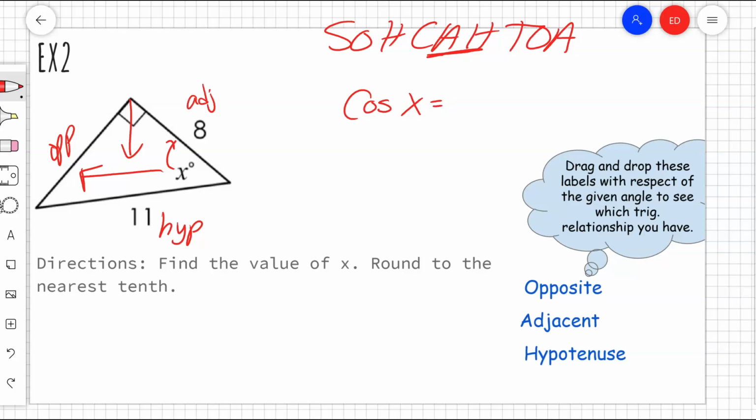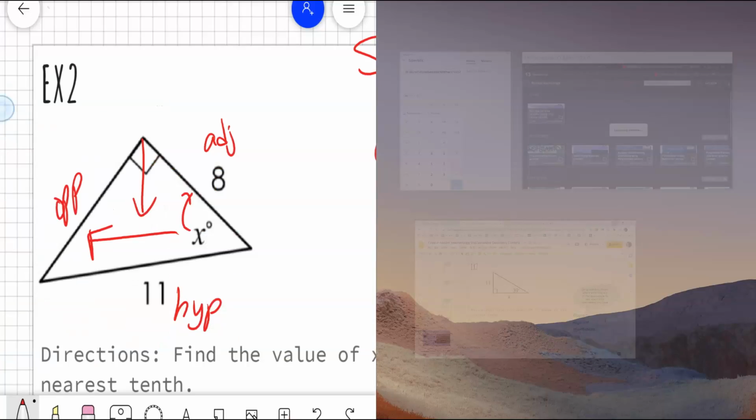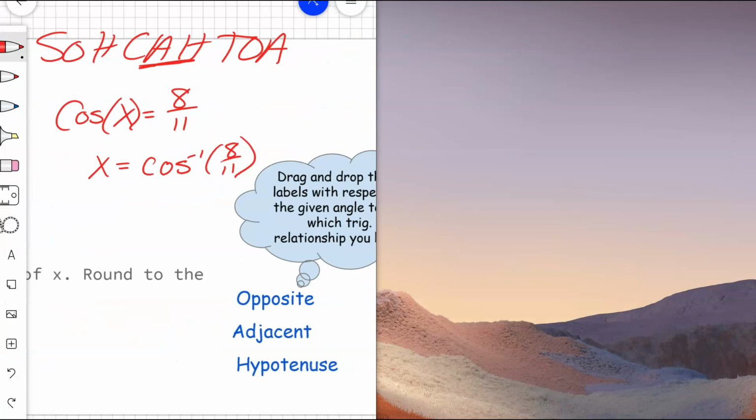So that's cosine x equals adjacent, which is 8, divided by your hypotenuse, 11. Now, because we're solving for an angle measure, you are going to have to use the inverse cosine, and we're going to jump straight to that step. You're multiplying both sides by inverse cosine, so we're going to end up with the inverse cosine of 8/11. Okay, so let's go ahead and take a look at what that becomes on the calculator.